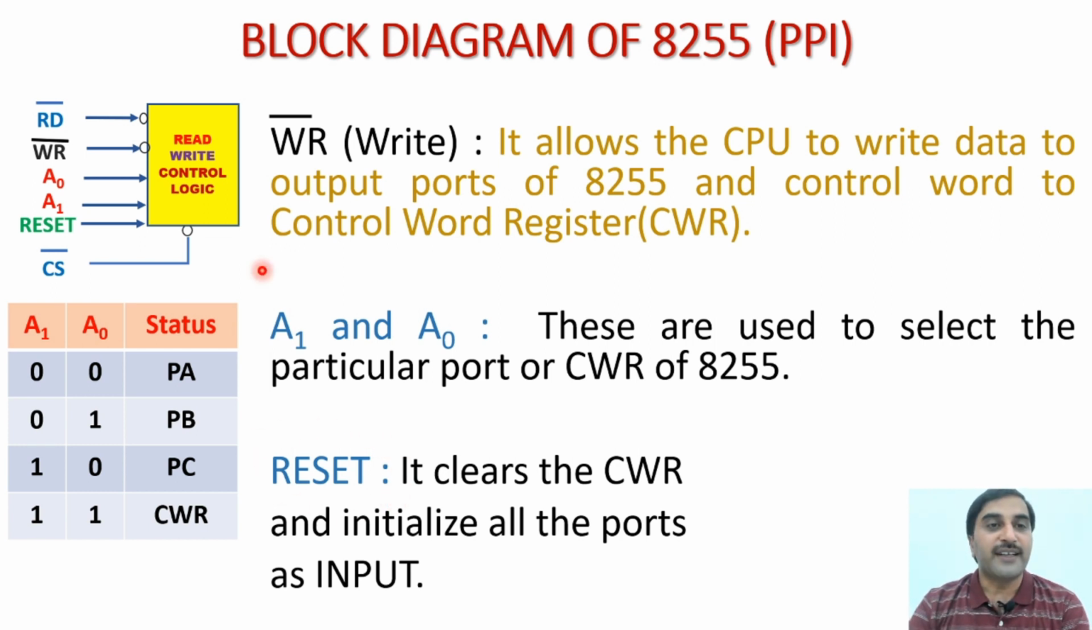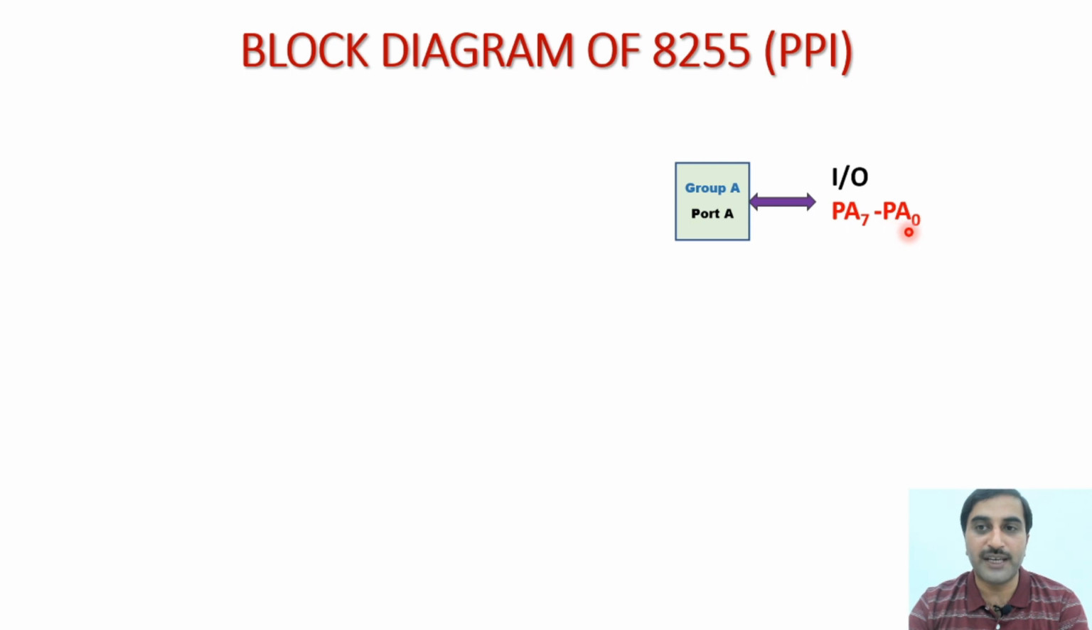Now after this read-write control logic, we are moving to the basic architecture of 8255. As we are aware that 8255 contains three ports. Port A supports 8 lines. These are from port PA0 to PA7, and it may act as input or output. And port C upper is having the 4 lines from PC4 to PC7. This may also act as input or output.